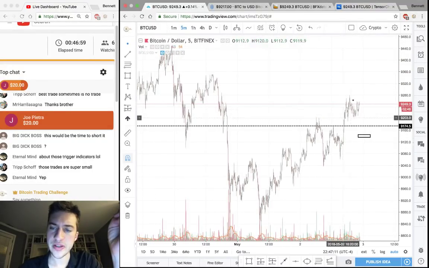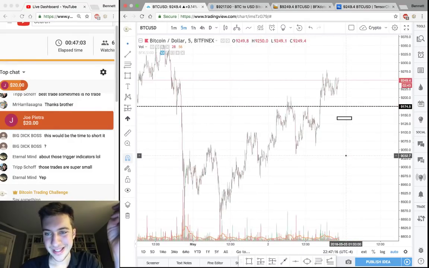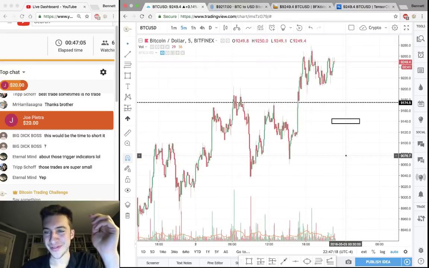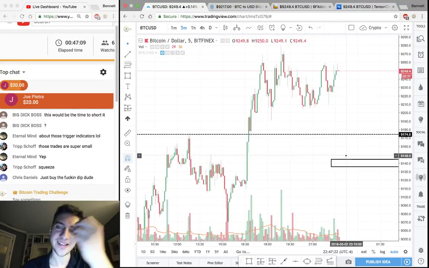But after we just hit the 61.8 Fibonacci retracement of this overall downtrend, like on the nose, it was 20 cents off, I feel like this just doesn't look fantastic. Looks like something's a bit wrong.